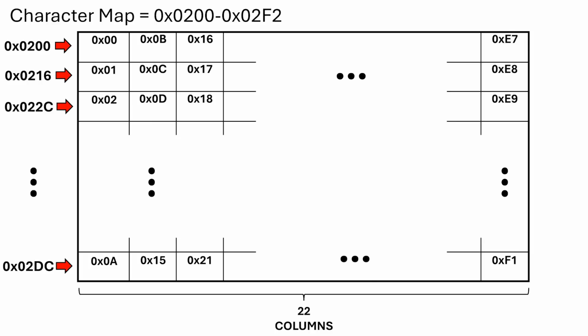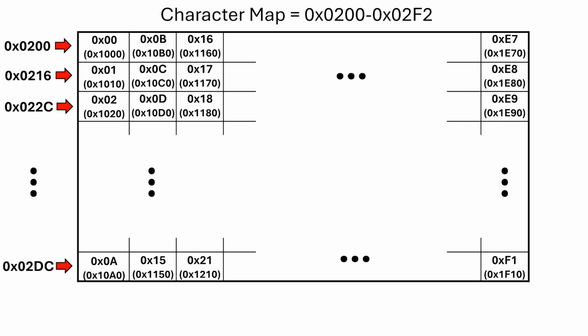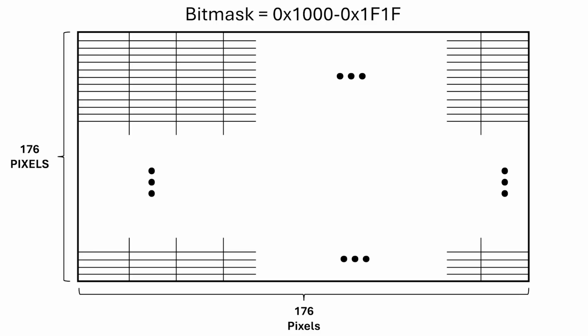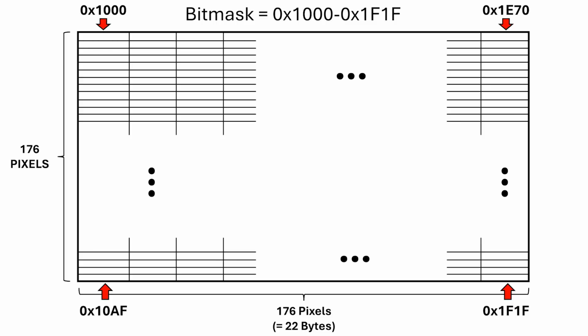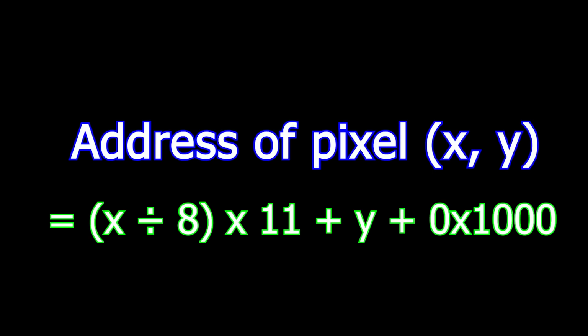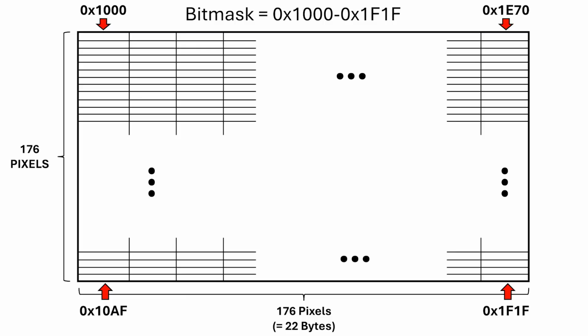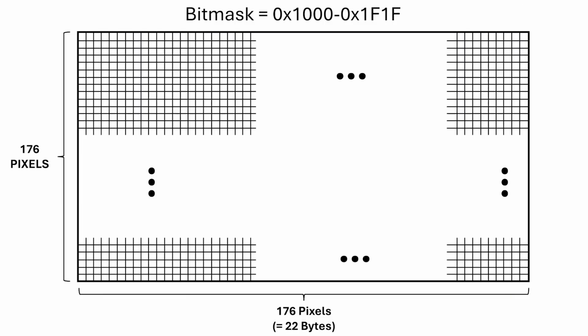What this means is that the region for this first character will be located at 1000 to 100F hex. For the second character, it's 1010 to 101F, then 1020 to 102F, and so forth. Each row of 8 pixels within a column will be stored in contiguous memory locations. For any given screen pixel located at XY, the address of the byte containing the pixel will be x divided by 8 times 11 plus y plus 1000, which is the base address. The x offsets in the base can be stored in a lookup table, and y can be an index register. Voila! Bitmap graphics at 176 by 176 pixels.